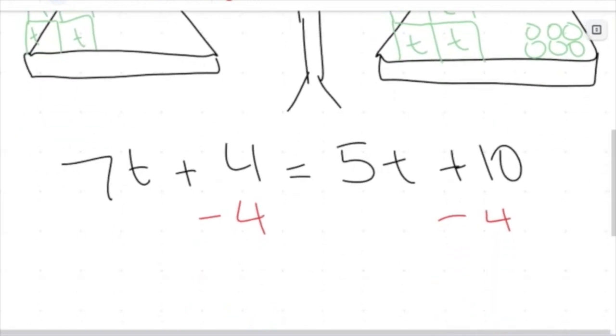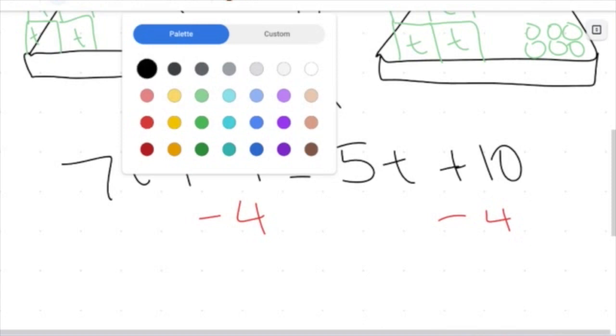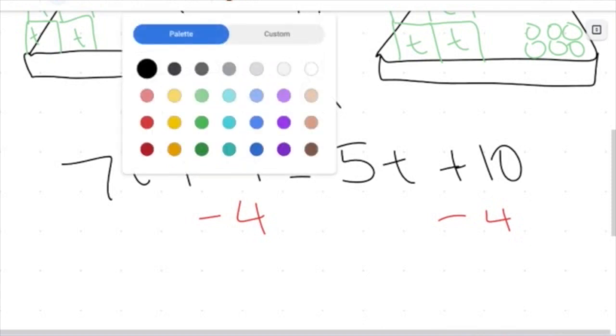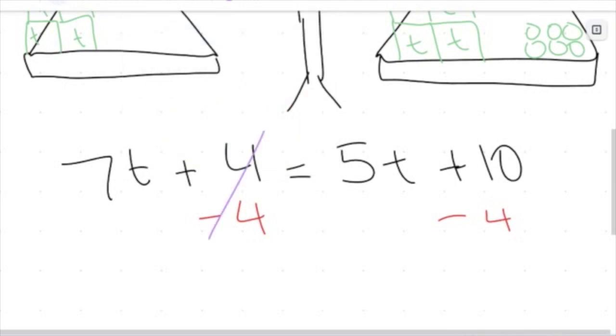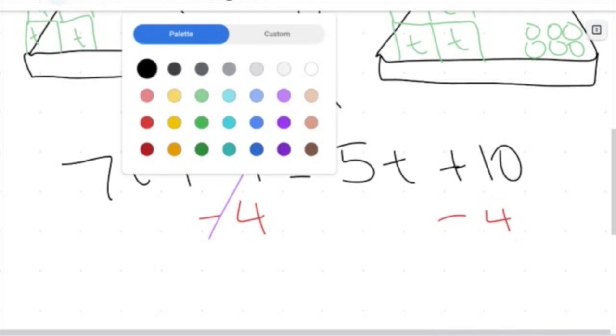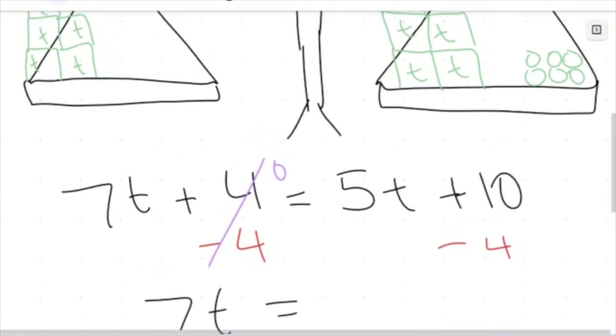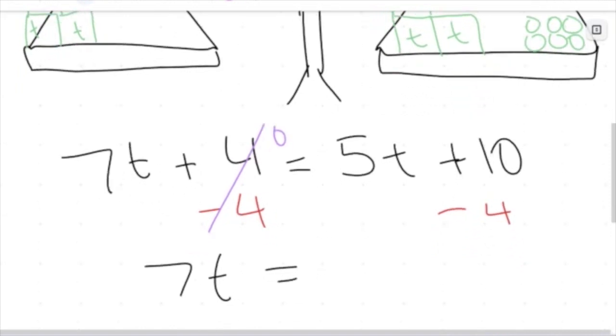And now what I have left is on the left-hand side, 4 minus 4 gives me 0. So my negative 4 cancels out with my positive 4. So I get 7t plus 0, which just gives me 7t. And on the right-hand side, 10 minus 4 gives me 6. And you can see I have 6 marbles left. So that makes sense. So I have 5t plus 6.